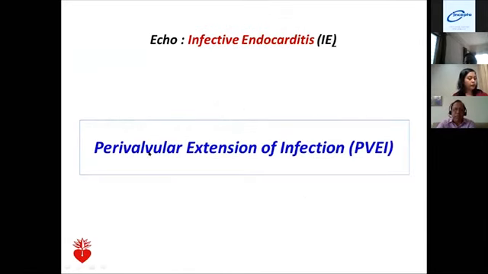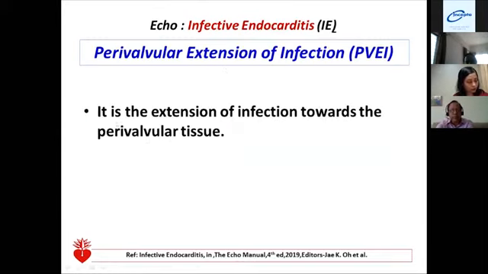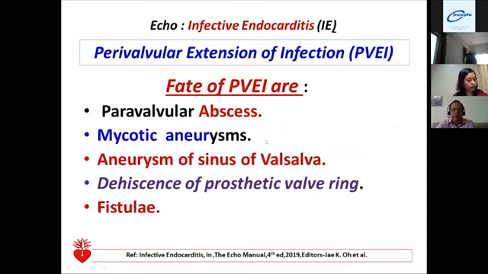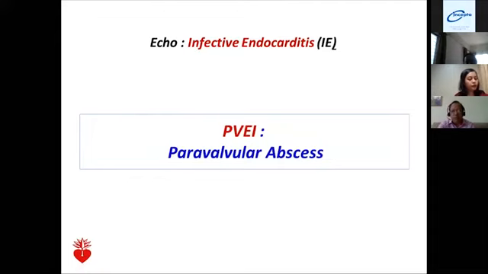Now, what is meant by the perivalvular extension of the infection? This is very important. It is an extension of the infection towards the perivalvular tissue. And these are the fates of the perivalvular extension of the infection. What are these? Paravalvular abscess, mycotic aneurysm, aneurysm of the sinus of Valsalva, dehiscence of the prosthetic valve ring, and fistula. Regarding this mycotic aneurysm, some of the authors have mentioned it as a mycotic false aneurysm, but both things are the same. Now, I will talk a few words regarding the paravalvular abscess.